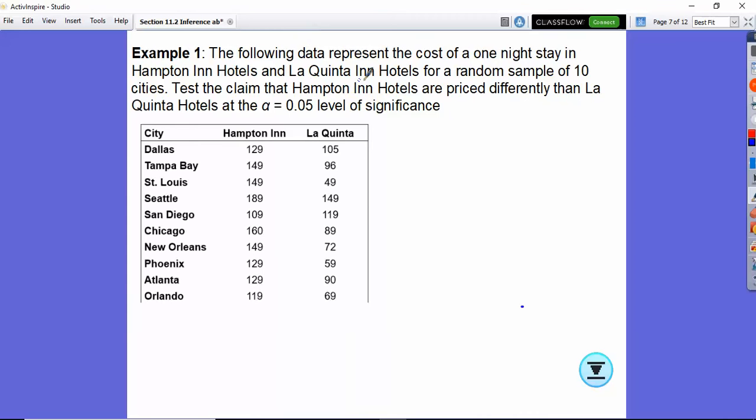A couple things I failed to tell you. Is my sample big enough to assume it's normal? No, so I should have told you in the problem. So I'm going to add that in. Assume it's normally distributed.